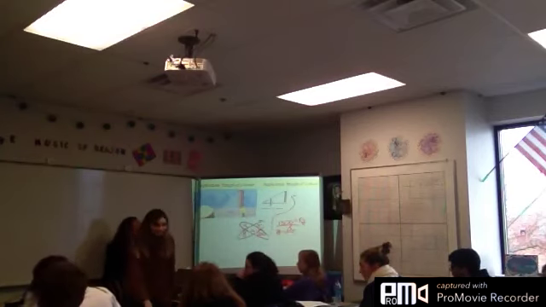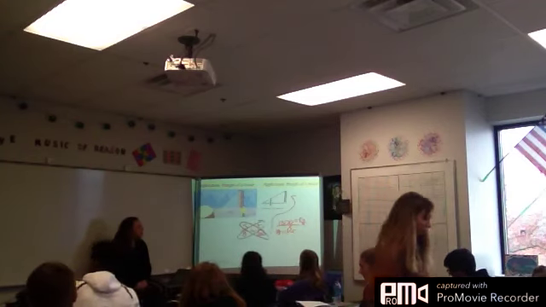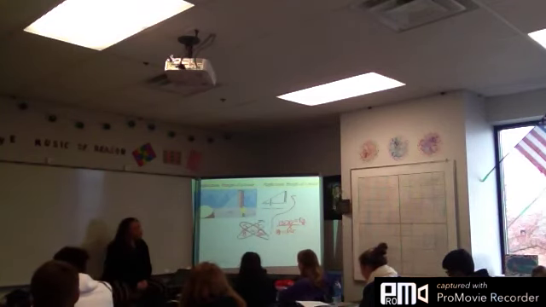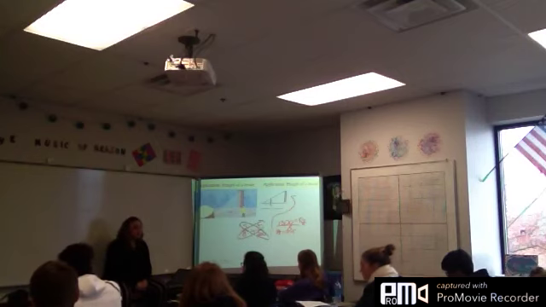So, you have to set up proportions when they're similar, and then you can solve for a missing side length or height or whatever you need, or the distance of something.